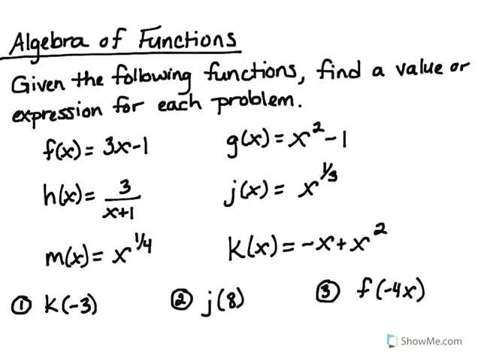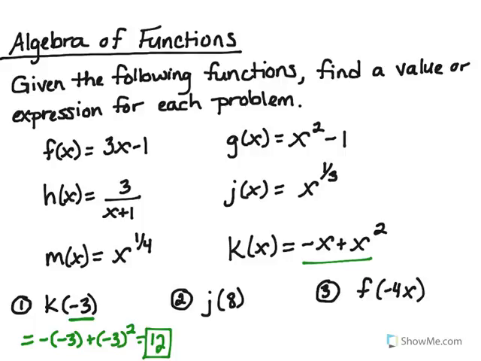So, k of -3. If I look at the k of x function, I need to replace each x in -x plus x squared with the -3 that's in the parentheses. So this is going to be equal to negative of -3 plus -3 squared. Well, that'll be positive 3 plus 9. That comes out to 12. So the answer for problem number 1 is 12.